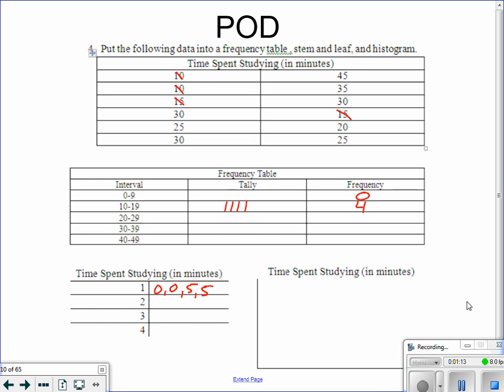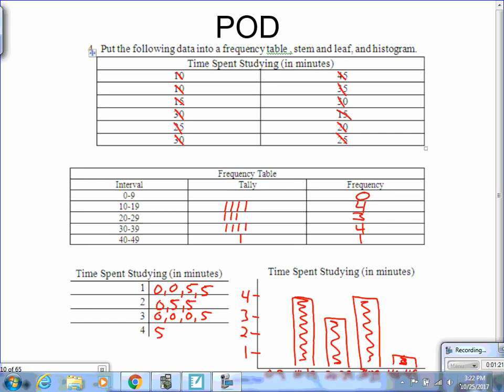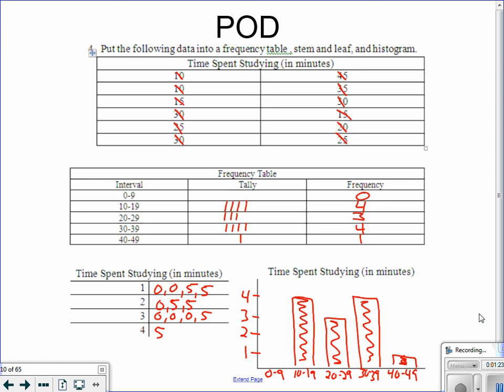Remember, your histogram you can make based off of your frequency table. So pause the video right now and take a few minutes to do that, and then we'll go ahead and check it. All right, so here's what your frequency table, your stem and leaf plot, and your histogram should look like.